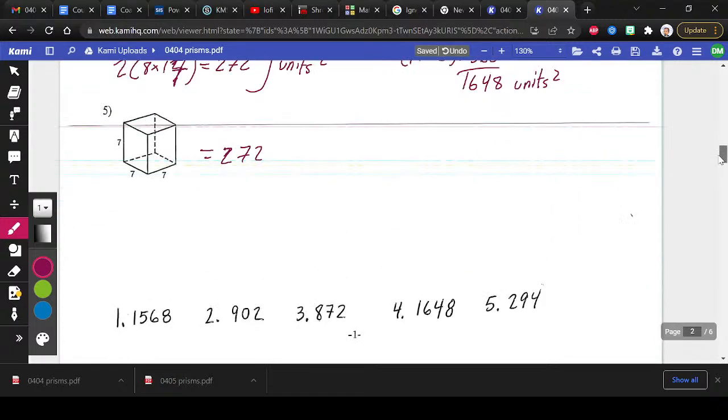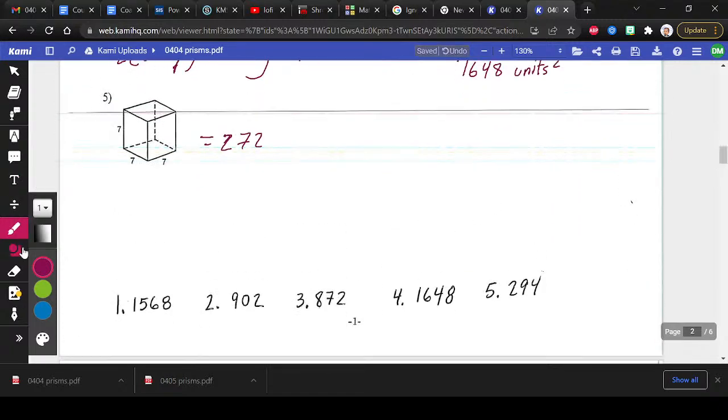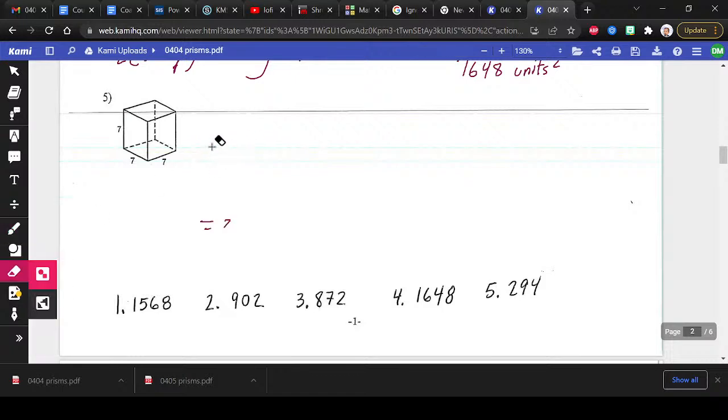Oh, that's so weird that that came down there. I don't know why that keeps moving.